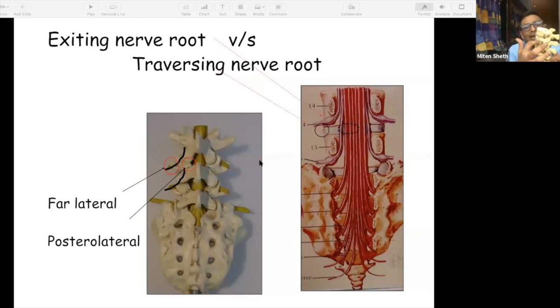So between L1 and L2, the L1 nerve is exiting, and the L2 nerve is going down. The nerve that comes out of the foramen between the two bodies is called the exiting nerve, and the one that goes past it is called the traversing nerve. Why it is important is for your clinico-radiological correlation.